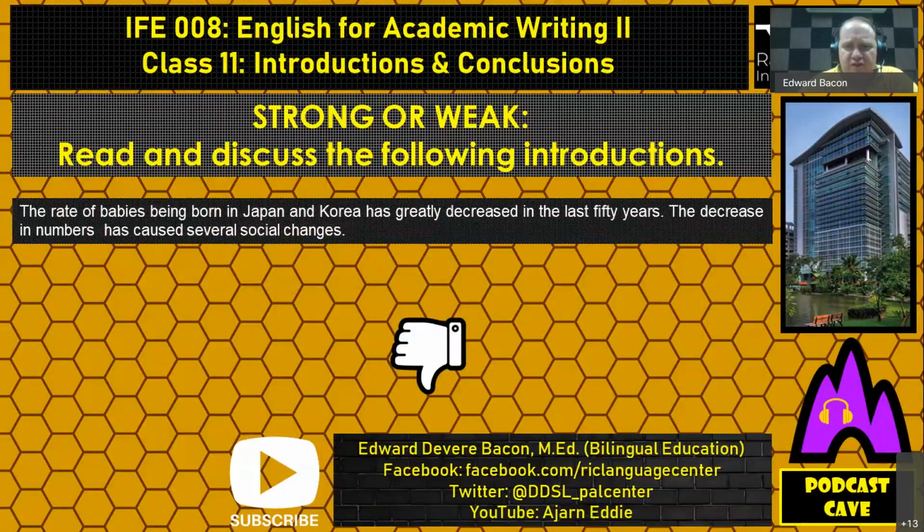And then you look at the last sentence: the decrease in numbers has caused several social changes. That thesis statement is very broad. So you want to maybe in your thesis statement tell us which social changes. So yeah, this was weak. All right. So now, can you choose somebody, please?